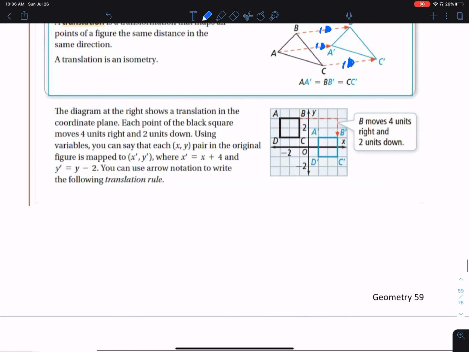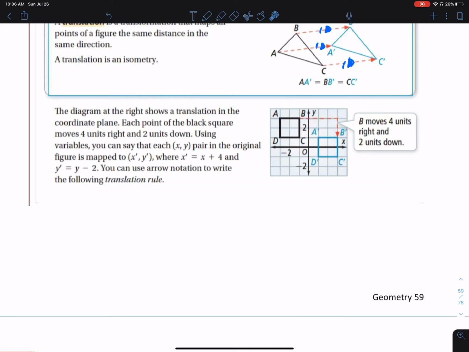The diagram at the right shows a translation in the coordinate plane. Each point of the black square, and you probably can't tell at home, but this is the black one because your paper's in black and white, moved 4 units right and 2 units down. 4 right, 2 down, for every point.